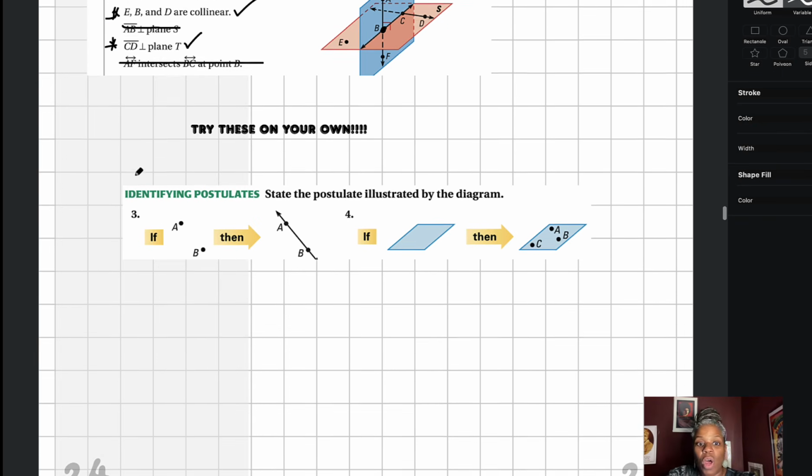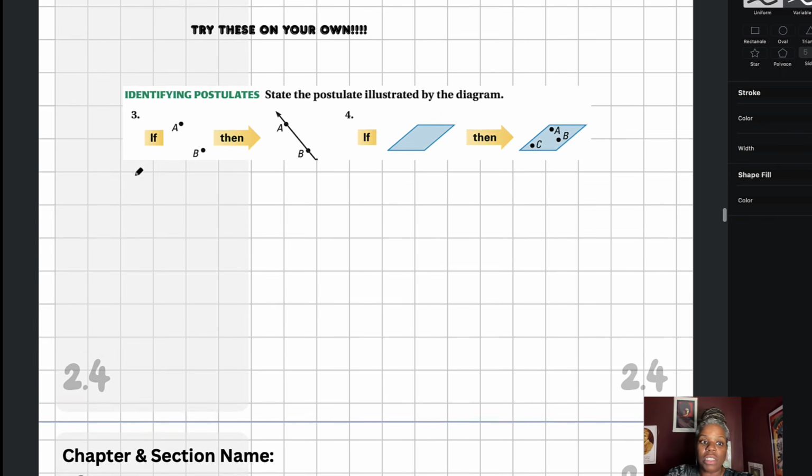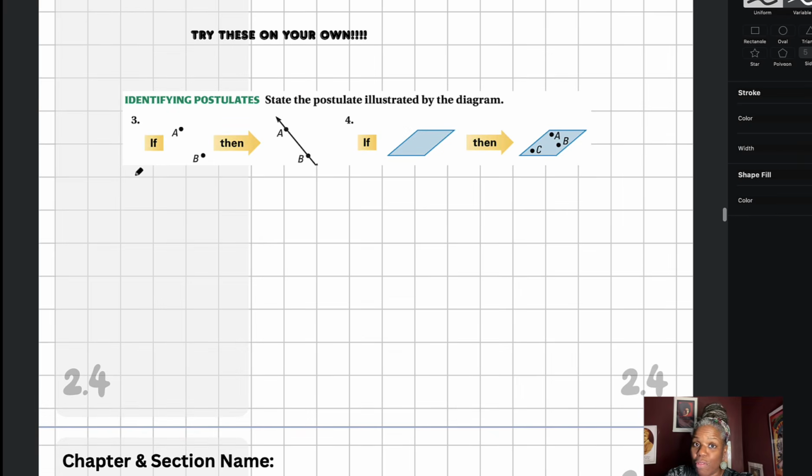With that in mind, y'all, it is time for you guys to figure it out. You've got to do these on your own. Number 3 and number 4. Make sure and have it done. Otherwise, your notes are not complete.